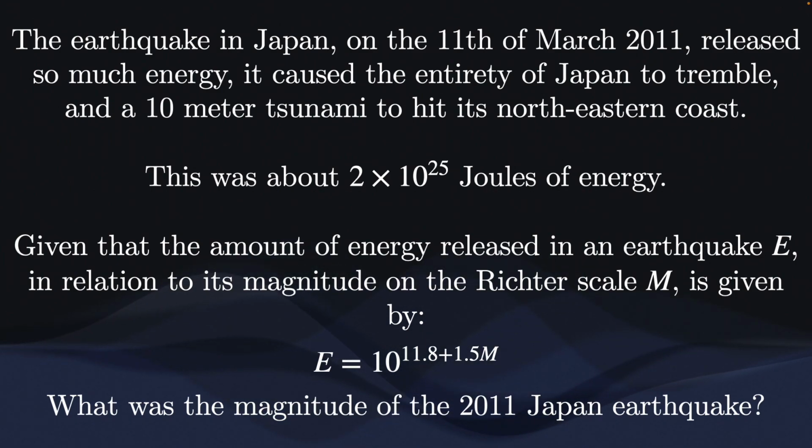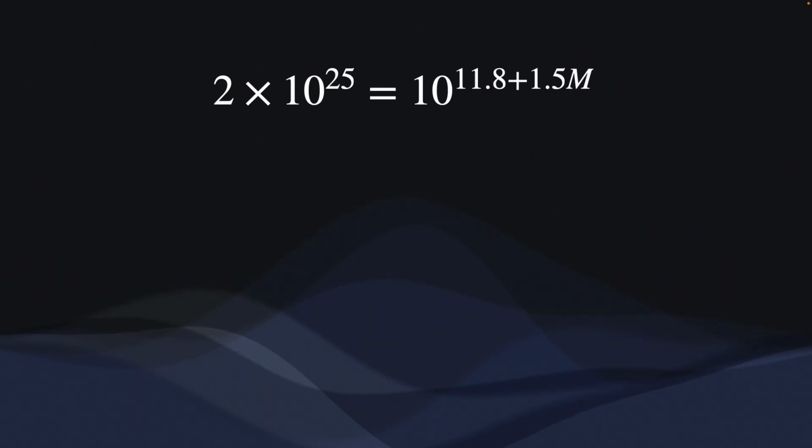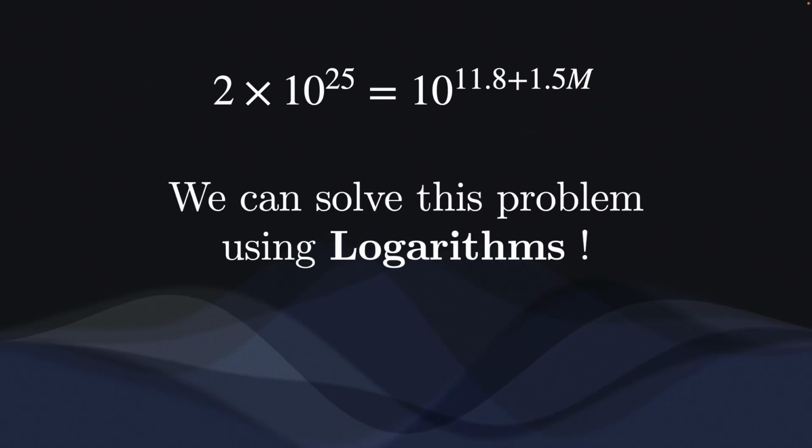So we're given E, the amount of energy, that's 2 times 10 to the 25, seemingly some magical number because it keeps appearing. And therefore, first things first, we can substitute it into this equation. So 2 times 10 to the 25 is equal to 10 to the 11.8 plus 1.5 m. But we're trying to find the magnitude of this earthquake, and the magnitude is in the exponent. How do we find this m in the exponent? The way we do that is using logarithms.